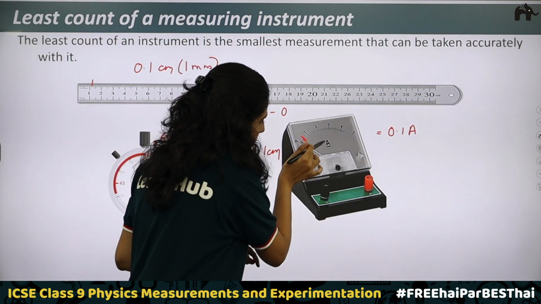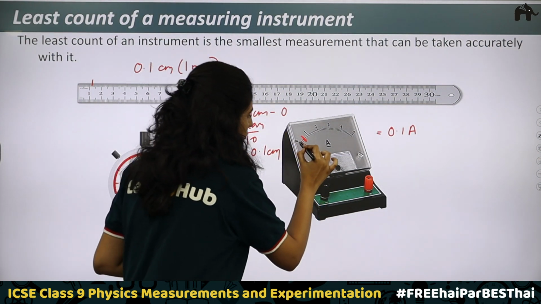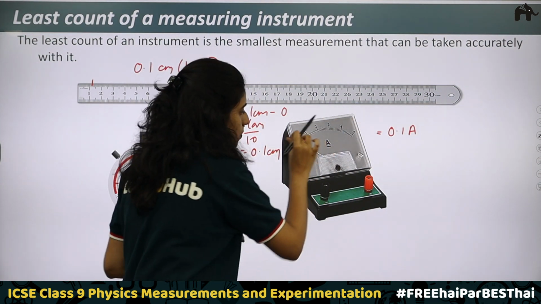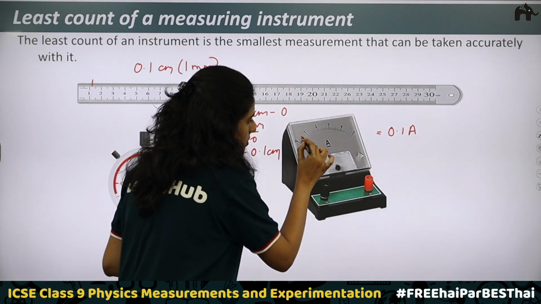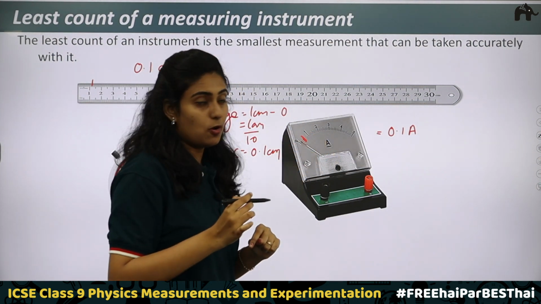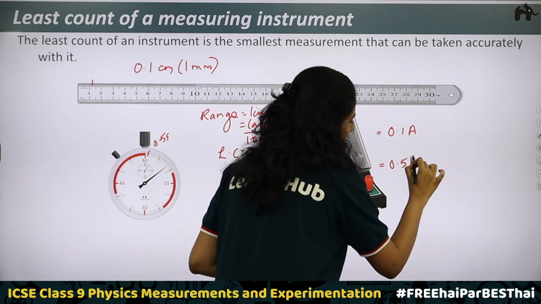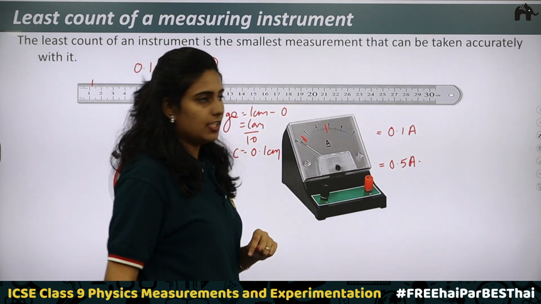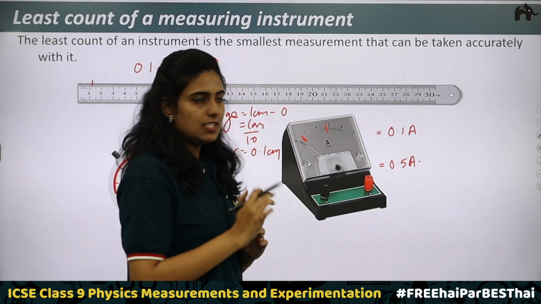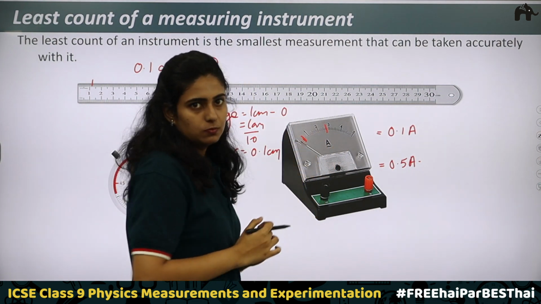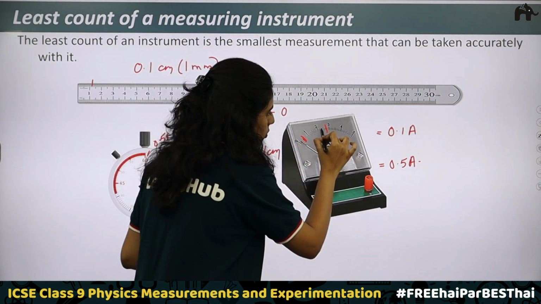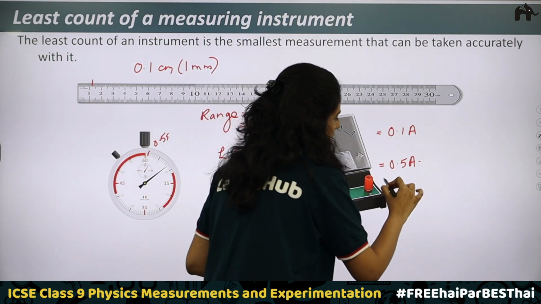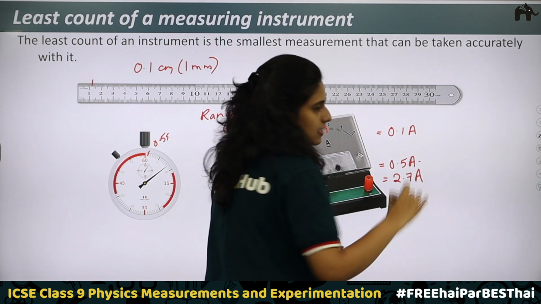Each one will be 0.1 ampere. If my needle is here, you can count 1, 2, 3, 4, 5. It is at the fifth division. Each one is 0.1, so 0.1, 0.2, 0.3, 0.4, 0.5. So 0.5 ampere is my current. What if my needle is here? In this case, it has crossed 2. Then 2.1, 2.2, 2.3, 2.4, 2.5, 2.6, 2.7. It is at 2.7, so 2.7 amperes.